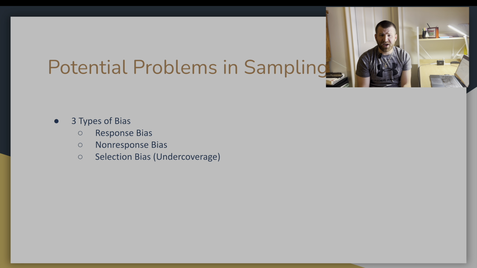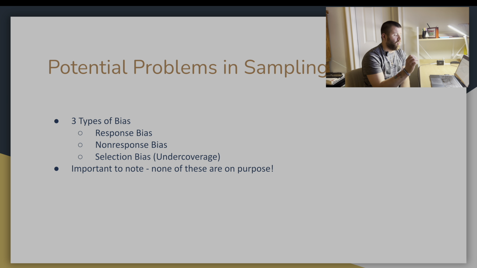And then selection bias is missing a part of your population, which is why it's also called undercoverage. One thing that's really important to note is that none of these are on purpose. I am not purposefully leaving out a part of my population. It just happened based on my sampling technique. Obviously, when it comes to response bias, as the interviewer, I'm not looking for people to lie to me. And again, non-response bias is not on the researcher's part. You just didn't receive an answer from someone.